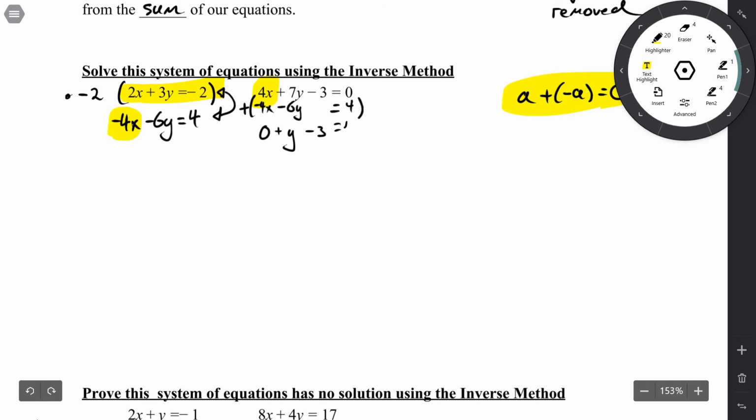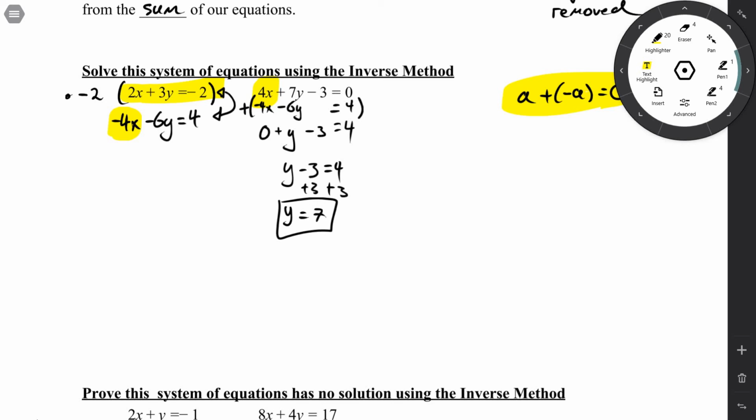And 0 plus 4 is 4. So now our new equation, if we want to clean this up a little bit, is y minus 3 equals 4. We'll add 3 to each side, and we have y equals 7. Okay, now, just like we did above with the first example, we just need to plug this in.